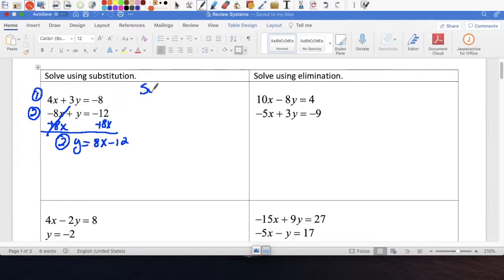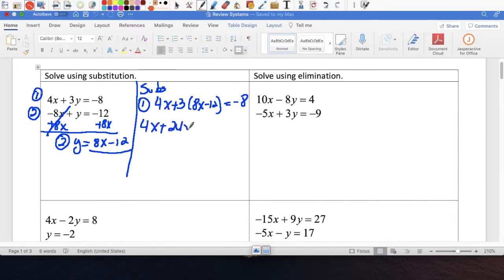So here's my substitution. In equation 1, I'm going to go 4x plus 3 times y, and I know what y is. It's 8x minus 12, equals negative 8. So now it's just solving. 4x plus 24x minus 36 equals negative 8. That's 28x, combined like terms, minus 36 is negative 8.